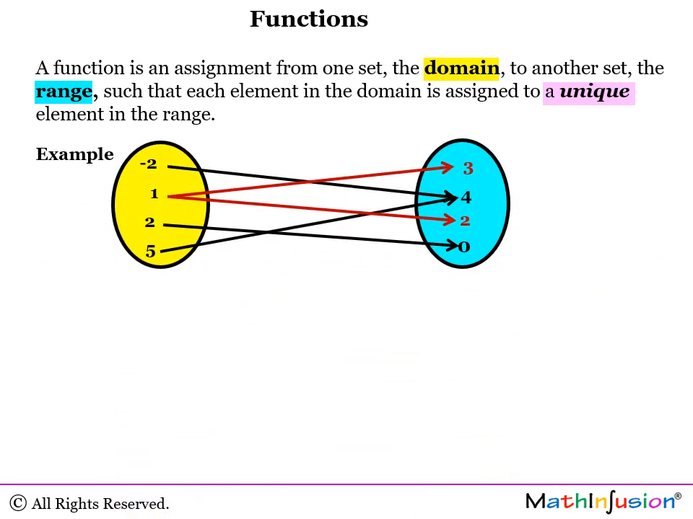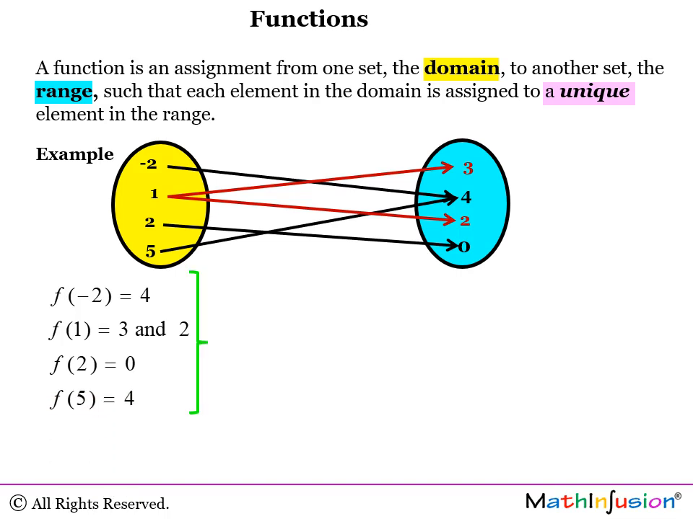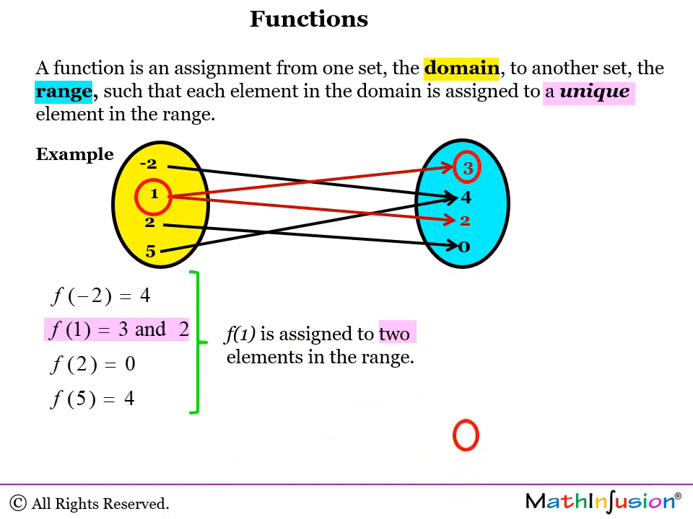Let's take another example. In order to check if this assignment is a function, we are again going to write down what f of the elements is, because there are very few elements in the domain of this function. F of -2 is 4, f of 1 is 3 and 2, f of 2 is 0, and f of 5 is 4. You can see that in this case f of 1 is assigned to 2 elements in the range, and that's why I can conclude that this assignment is not a function. As you can see, if you have this situation, the assignment is not a function.